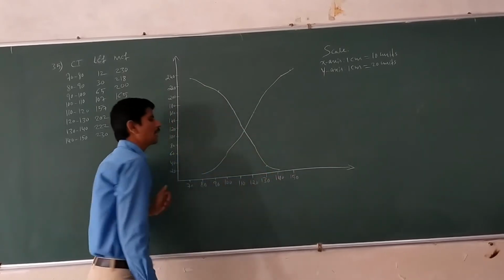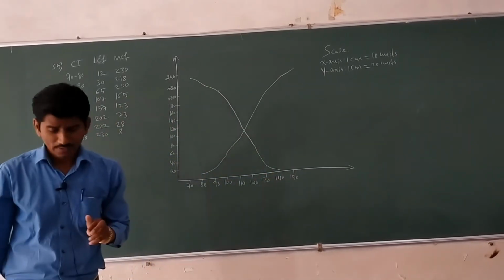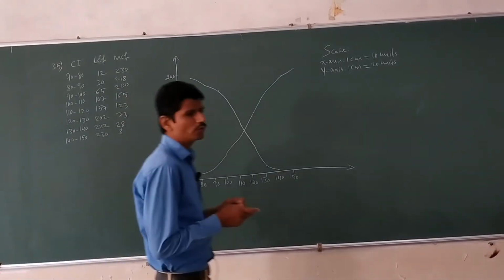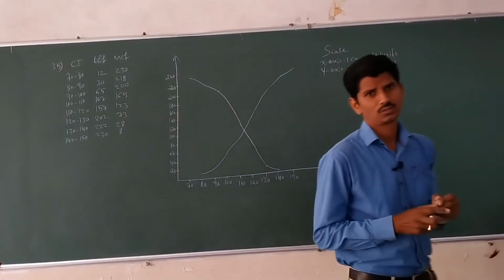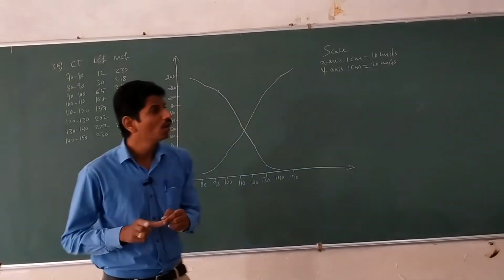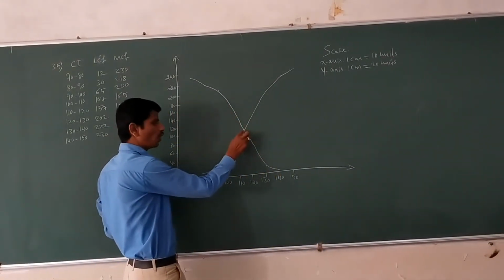It is an LCF curve. Okay, it's complete. The next step is to obtain the median. Usually, the two OGIVEs are drawn together with a common axis. This is a common axis.